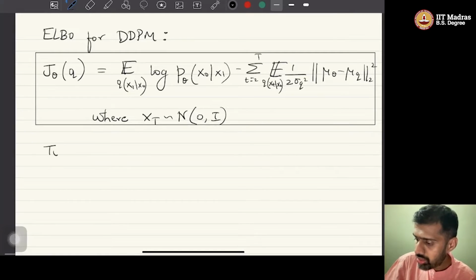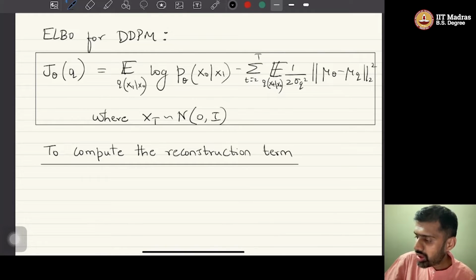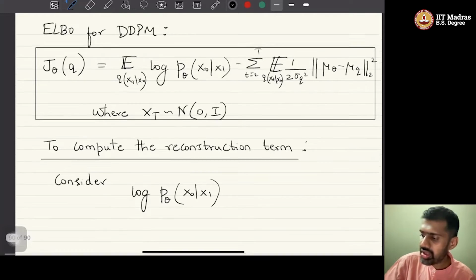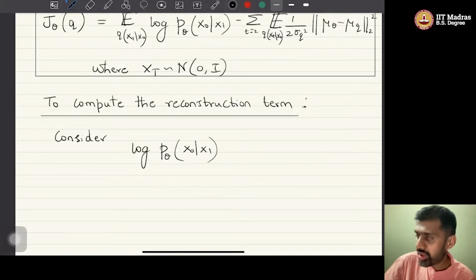Great. So now, to compute the reconstruction term, let us first compute the reconstruction term. What is the reconstruction term? We will look at the expectation later. Consider log of p theta x naught given x1. This is the first term that we have, where x1 is the first latent vector, or the first noisy version of x naught.